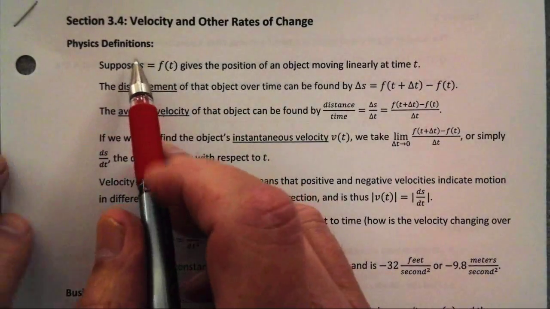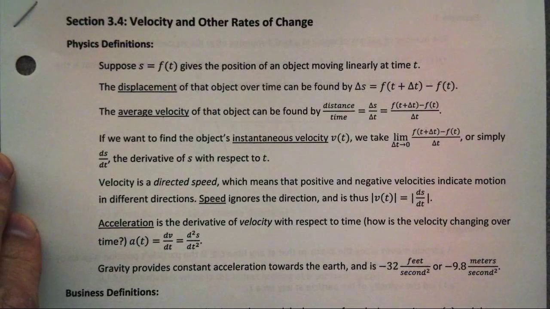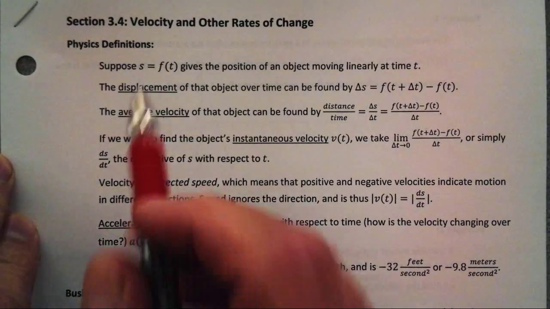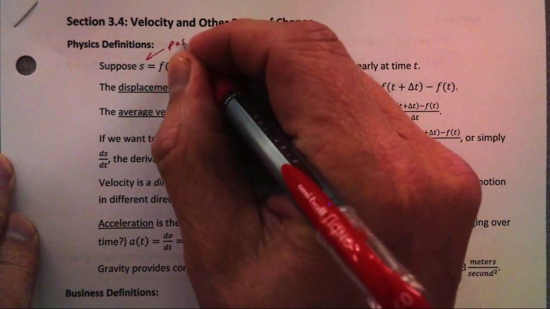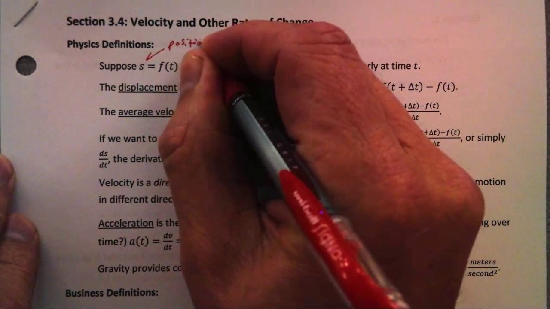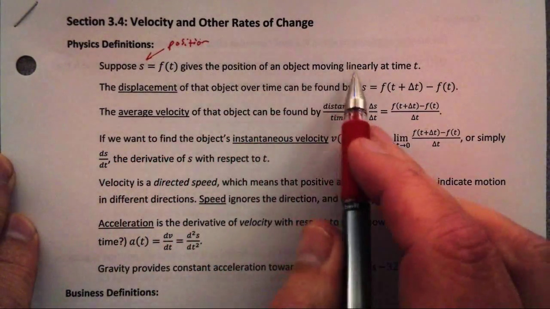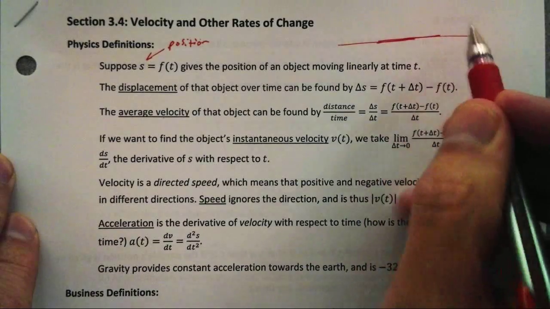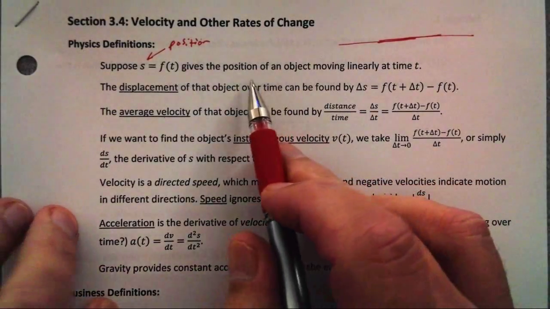So, physics definitions, which we'll spend a lot of time with. We want to be very, very good at physics definitions. That's what a big portion of what we're going to be doing on the test is about. Suppose S, and for whatever reason, S is just often used for position. Suppose S equals f of t gives the position of an object moving linearly at time t. So linearly, it's just moving back and forth across a line. That's very, very common. You'll hear the term particle moves on the x-axis or something like that. It's always about a particle.